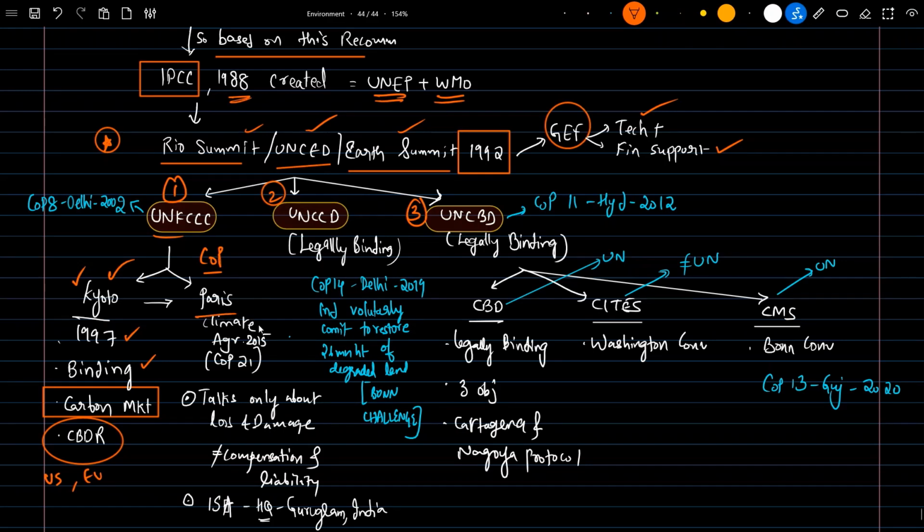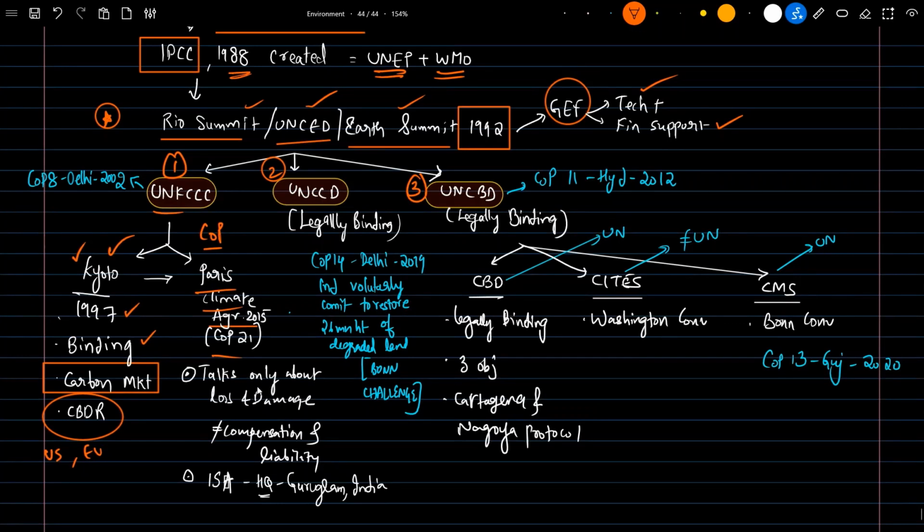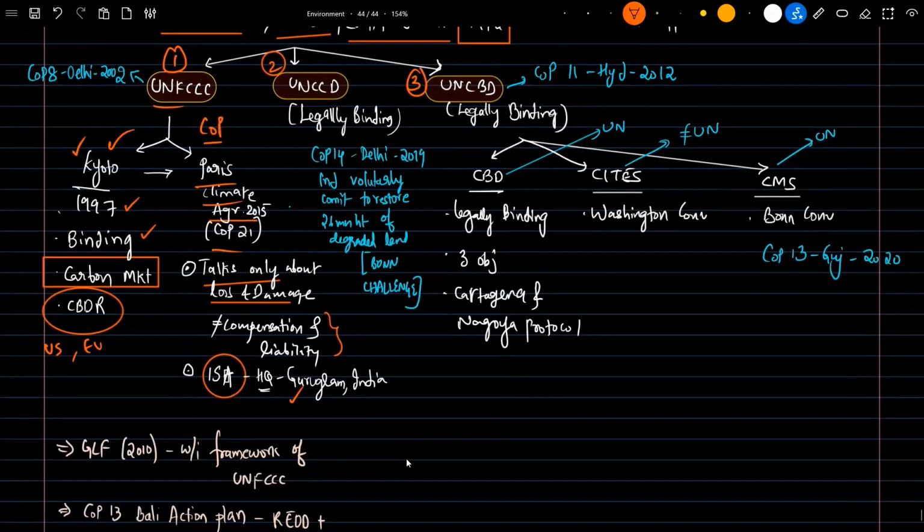The next important thing is the Paris Climate Conference. It happened in 2015, COP 21, Conference of Parties 21. It talks only about loss and damage, and it does not discuss anything about compensation and liability. Under this COP, the ISA, International Solar Alliance, was established on the initiative of India and France. Its headquarters is located in Gurgaon, India.